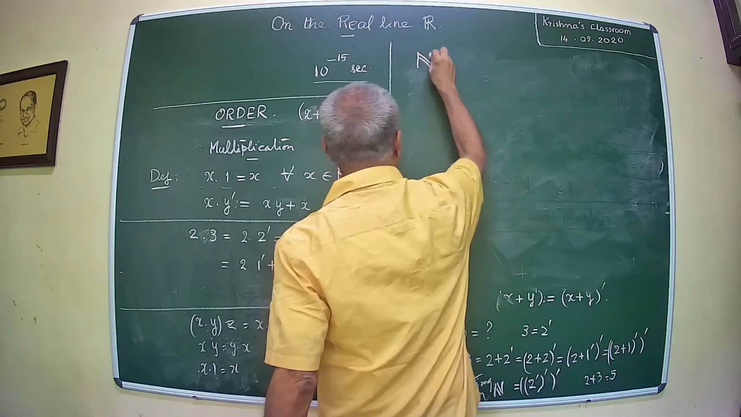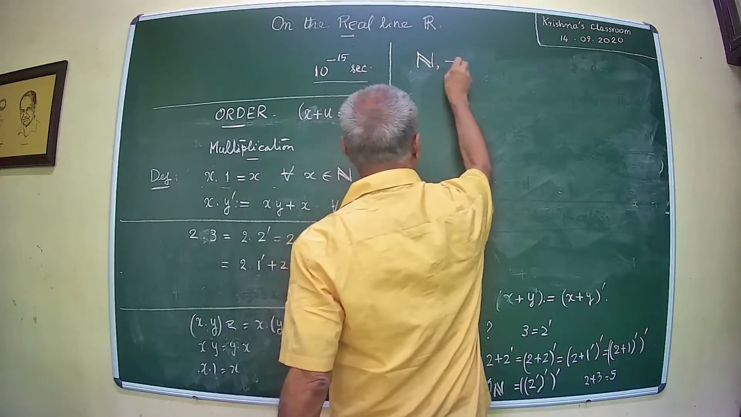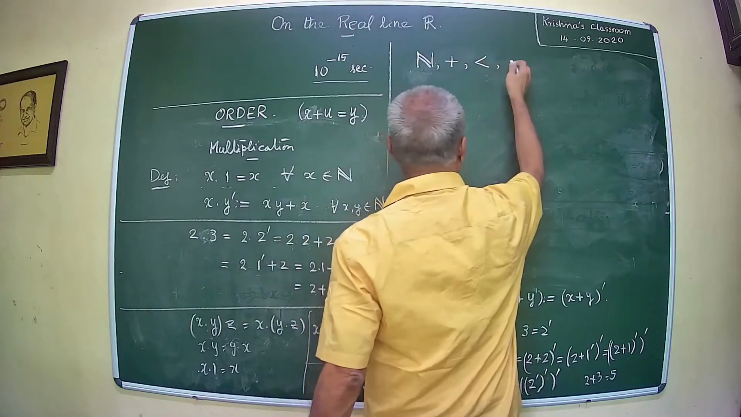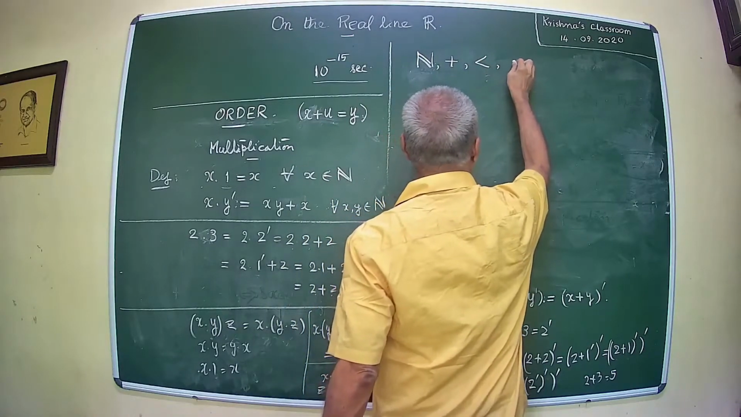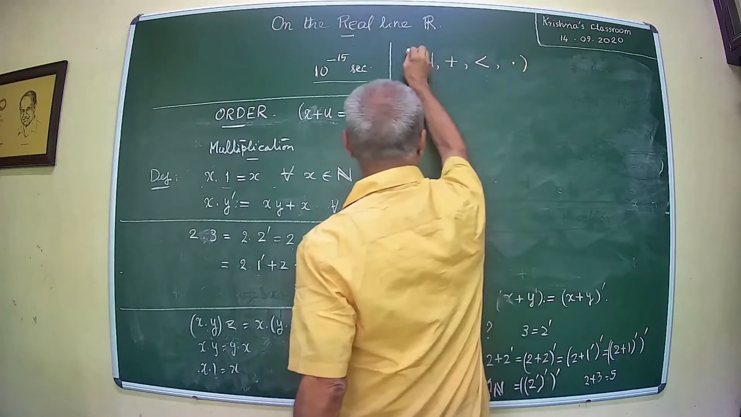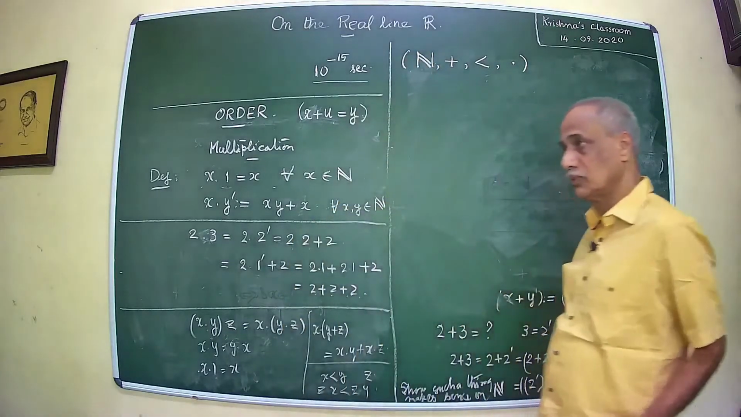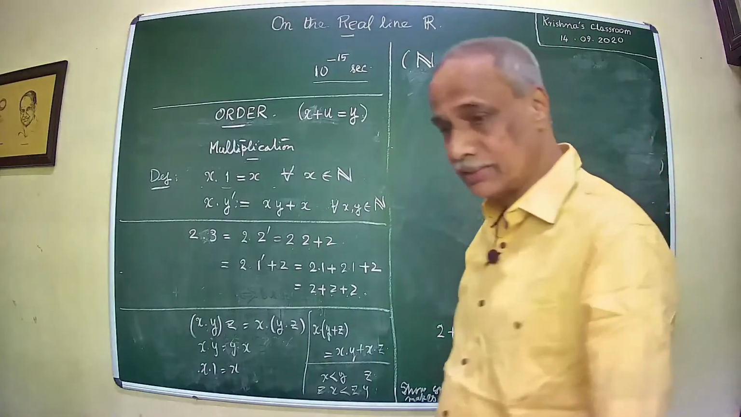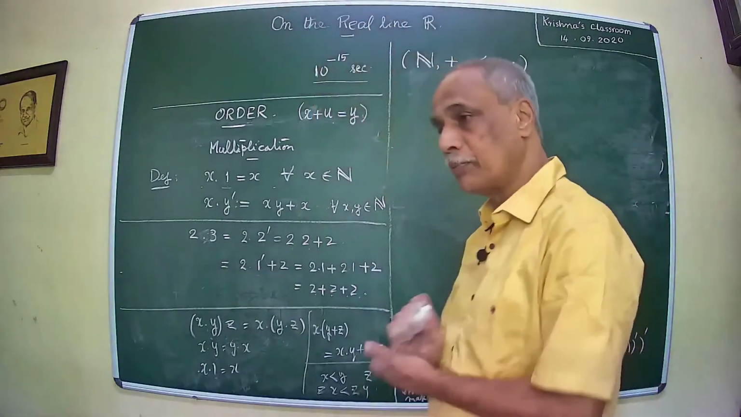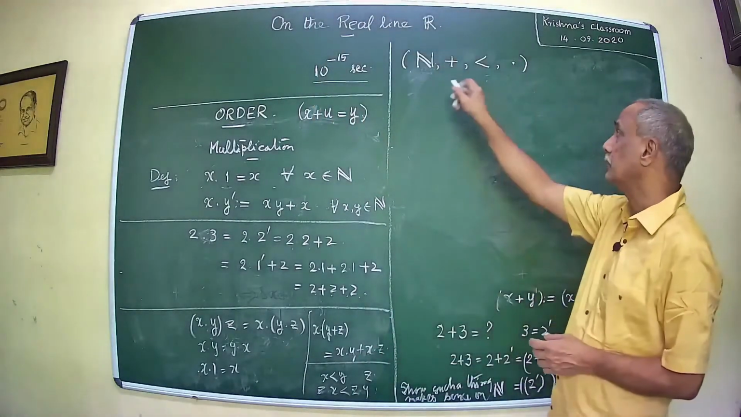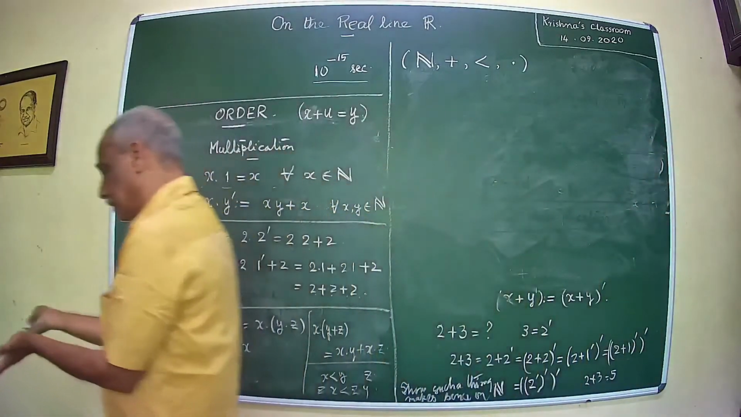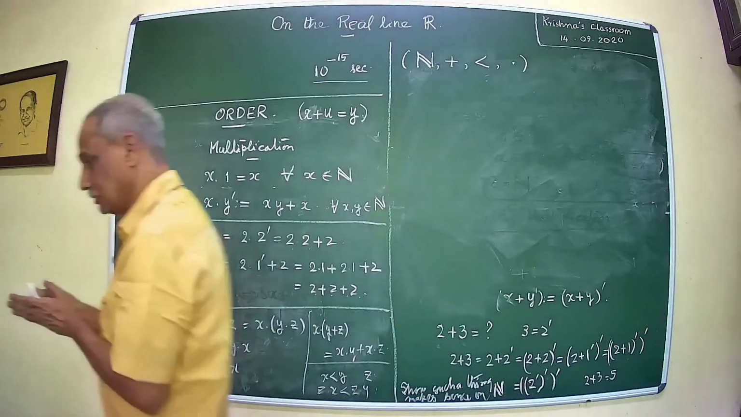So the natural numbers is now endowed with addition, an order structure, and a multiplication. Three operations are there on it. Okay, three structures are on it, and there are properties pertaining to these three. So that constitutes what is called the set of natural numbers.